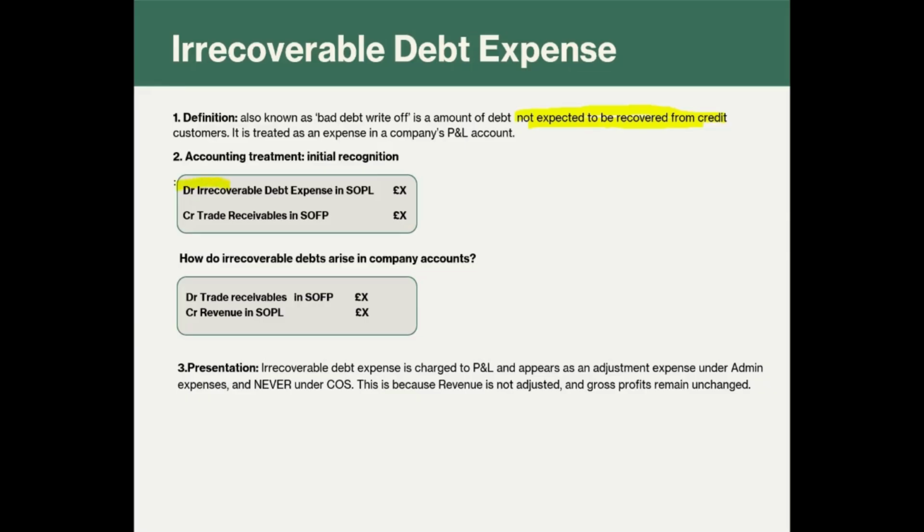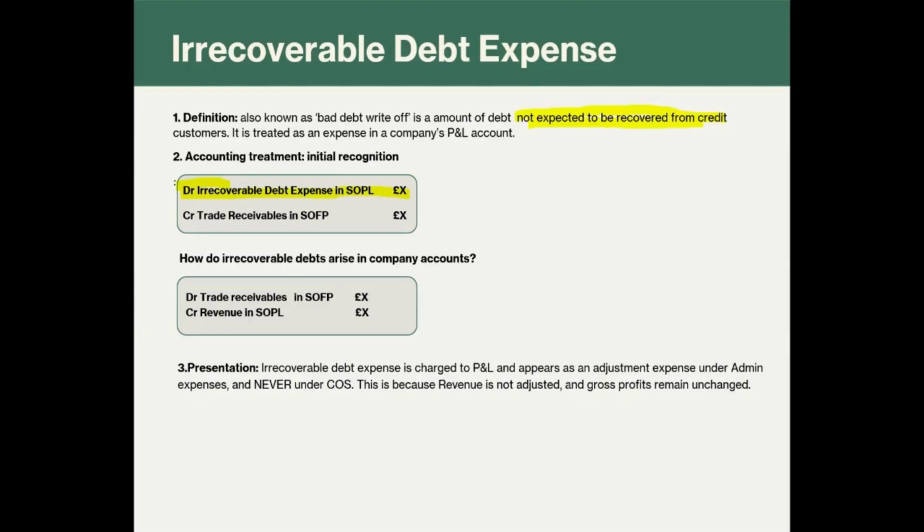We begin by debiting the irrecoverable debt expense account in the statement of profit or loss. This is because writing off a bad customer debt represents a cost to the business. More specifically, it is treated as an administrative expense, which means it appears as a debit entry in the trial balance under administrative expenses, not under cost of sales. This is an important exam point.